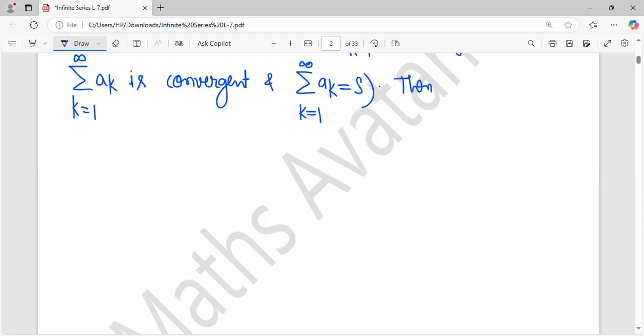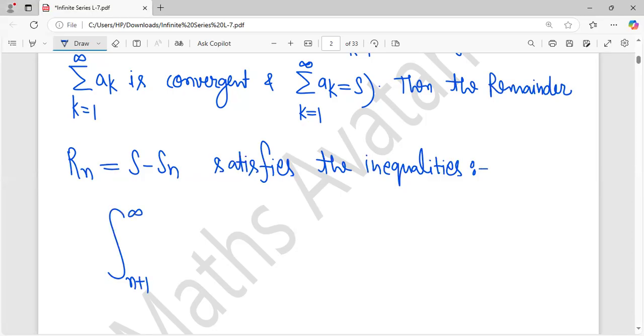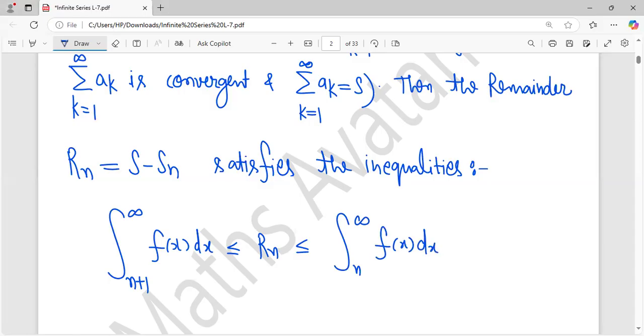Then the remainder R_n is equal to S minus S_n, satisfies the inequalities: integral from n plus 1 to infinity f(x) dx is less than R_n, that is less than integral from n to infinity f(x) dx, for all n belongs to natural numbers.